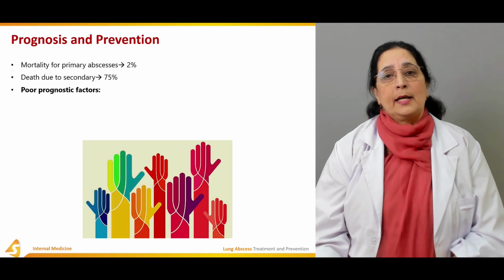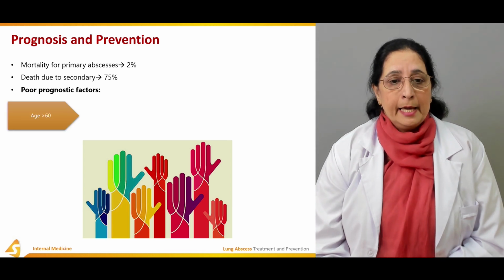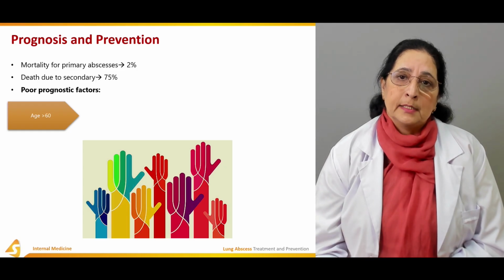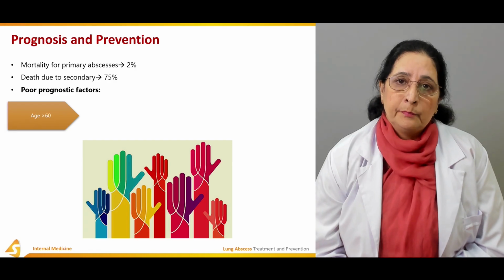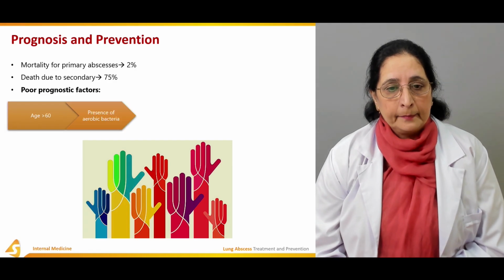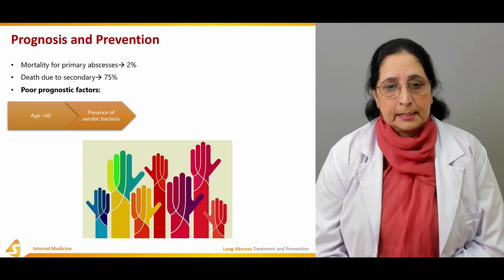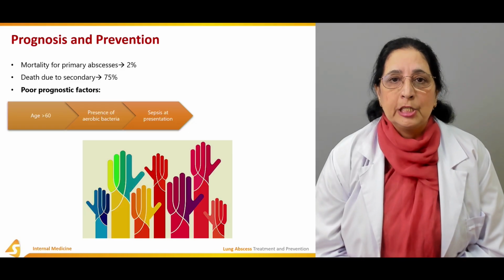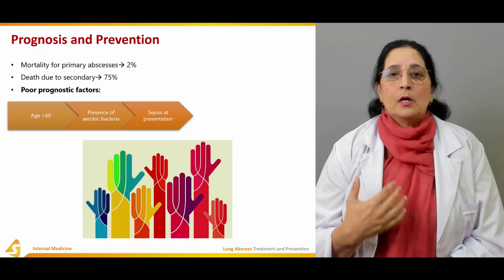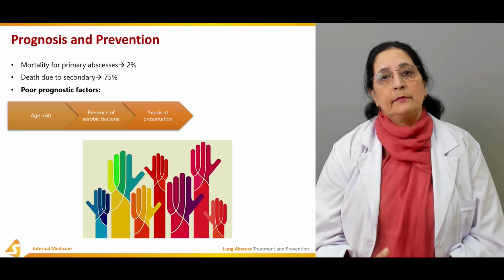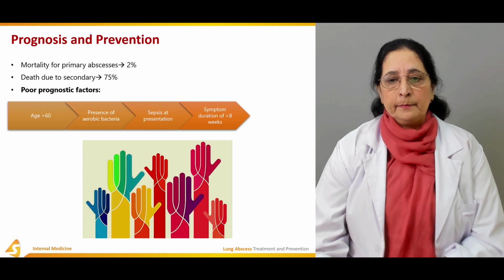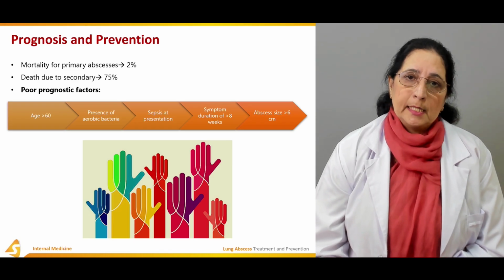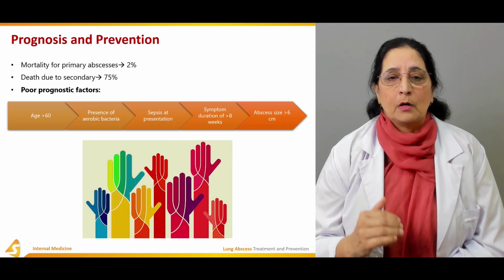Poor prognostic factors associated with lung abscess. Age: if the patient develops the lung abscess at more than 60 years of age, usually the prognosis is poor, leading to mortality. Presence of aerobic bacteria, sepsis at presentation. So if infection already reaches the bloodstream and can cause septicemia, the prognosis is very poor. Symptom duration of more than 8 weeks, abscess size more than 6 centimeters. All these are poor prognostic factors.